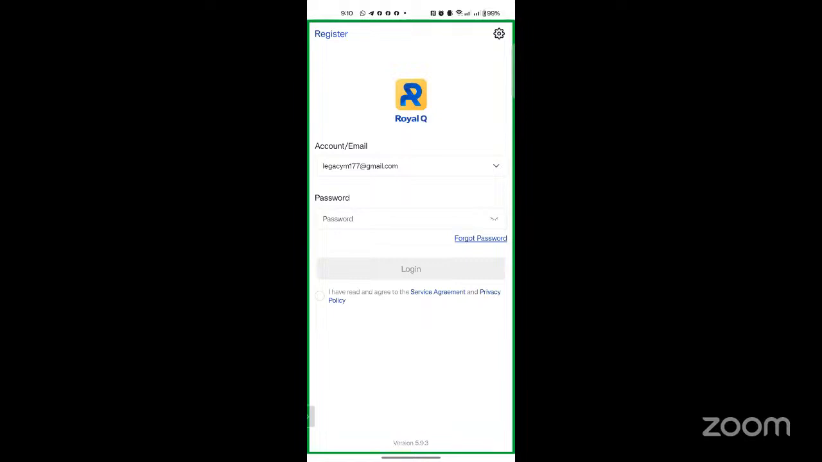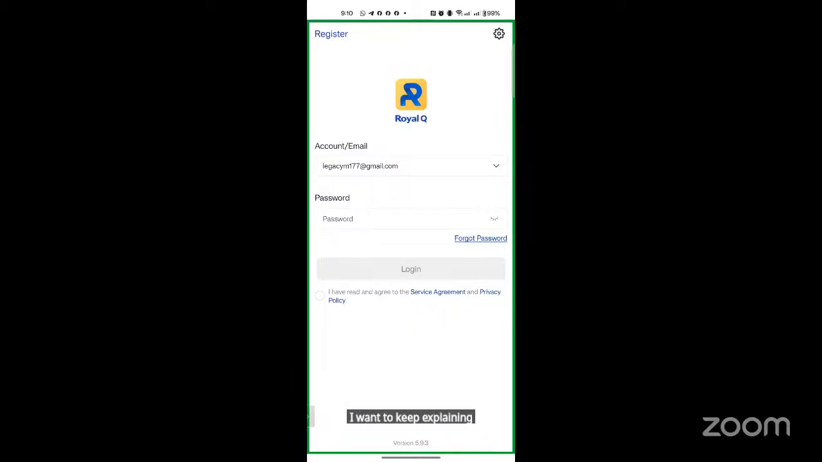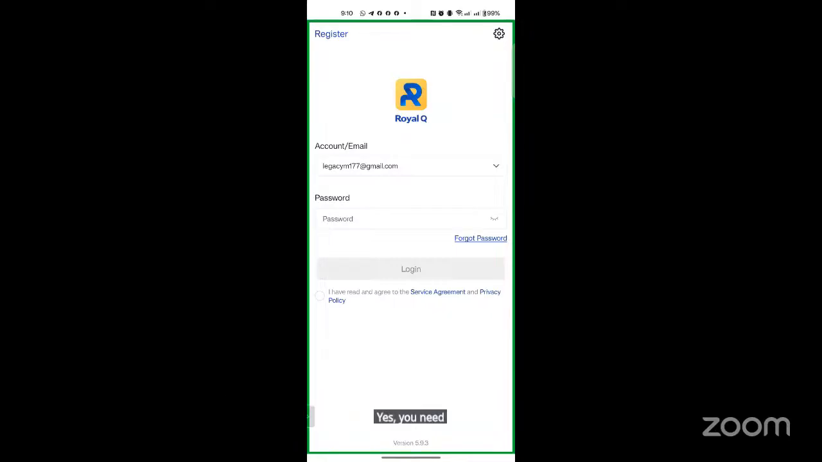This one is dying on Bollinger Band. Since you started, you are dying on Bollinger Band. If you have not understood it today, come back tomorrow. It's not a big deal. I will not keep explaining the same thing. Upper, lower, middle. Then I repeat upper, lower, middle for you. Yes, you need $120 again. Go watch the video.